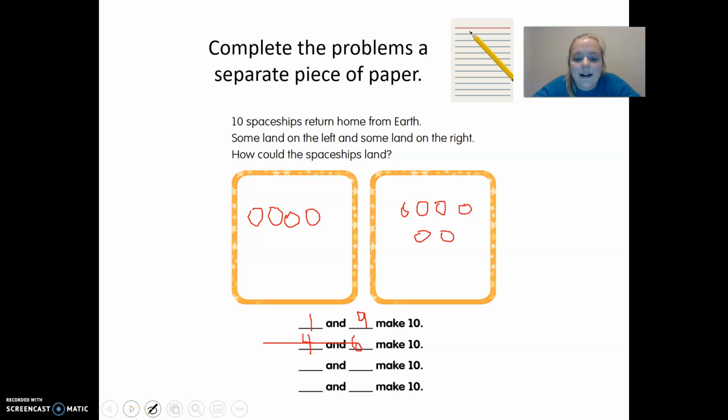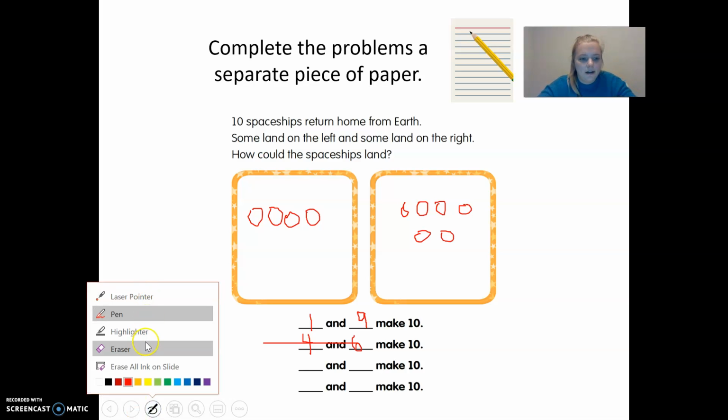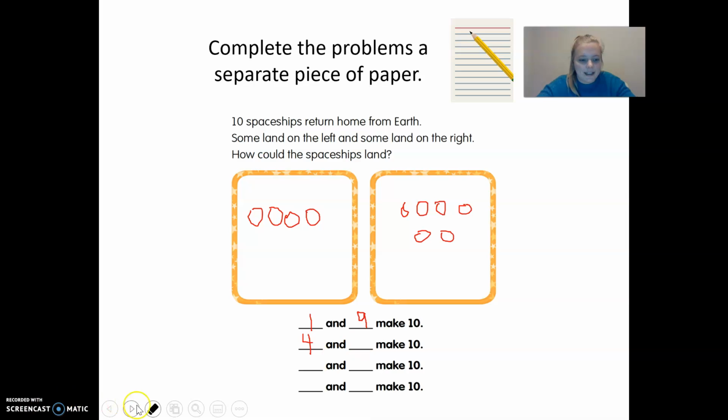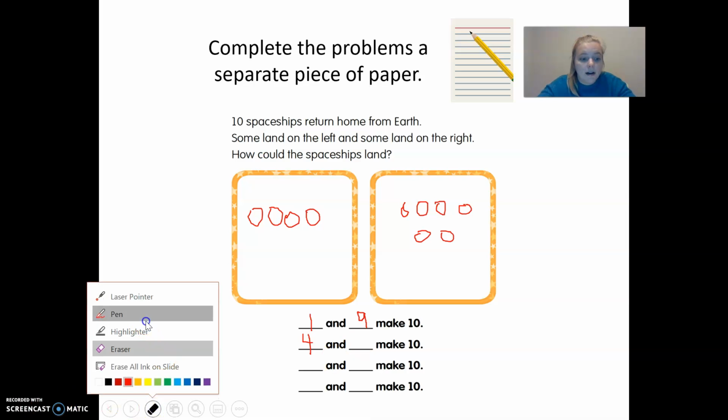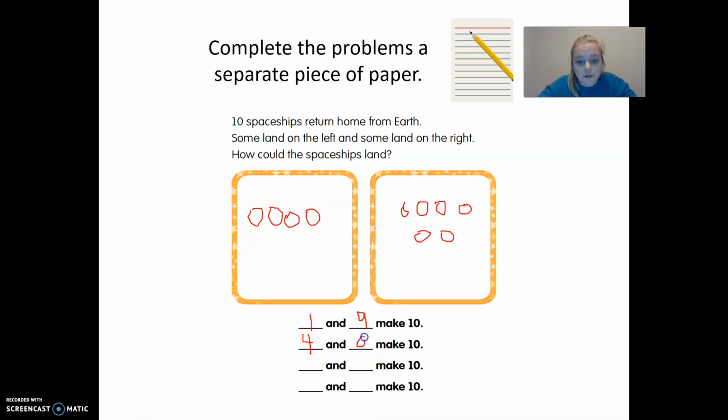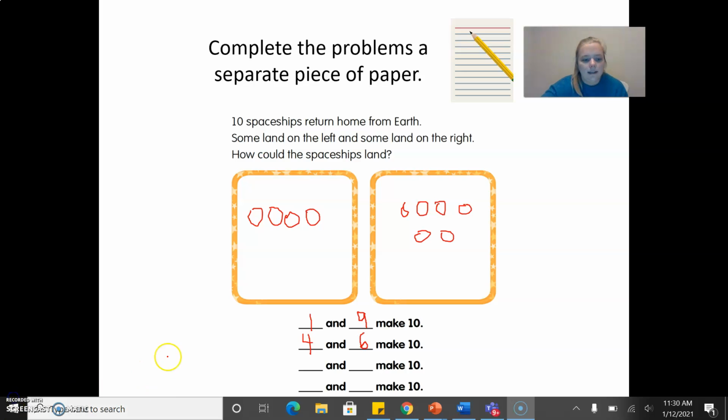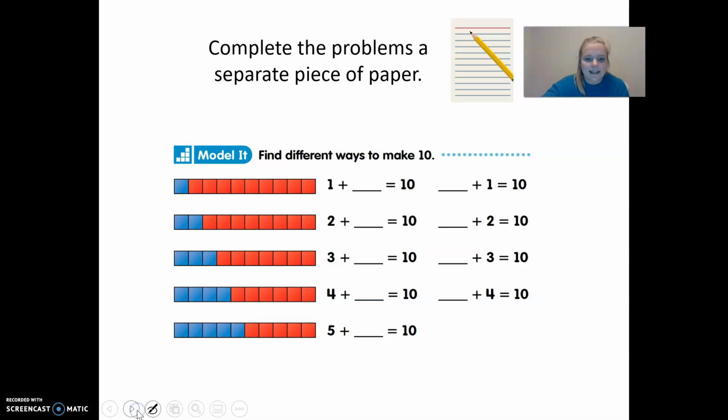I want you to pause the video right here and figure out 2 more ways that these spaceships could land for me, okay? Write them on a separate sheet of paper so you can show your teacher what you figured out. All right, so pause the video right here.